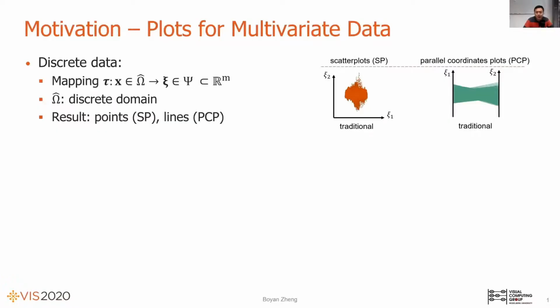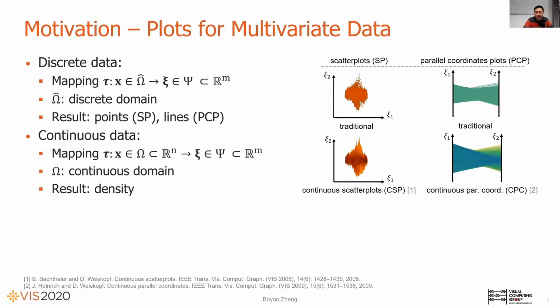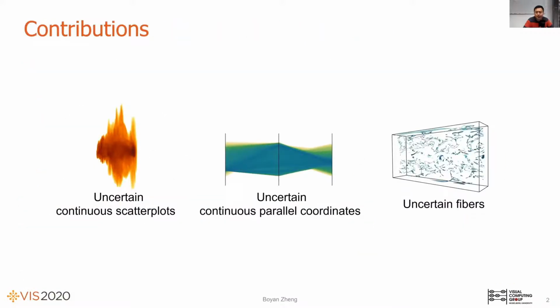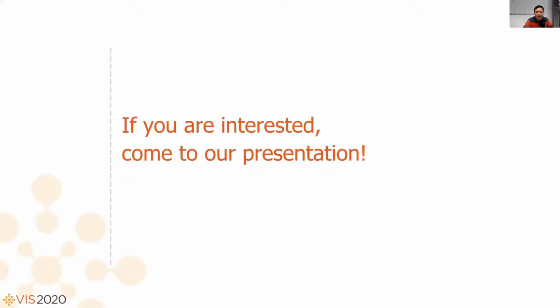Scatter plots and parallel coordinates are widely used for visualizing multivariate discrete data. However, for multivariate continuous data, continuous scatter plots and continuous parallel coordinates are more suitable. In this work, we extend them to uncertain data. Additionally, we also extend fibers to uncertain data. If you are interested, come to our presentation.